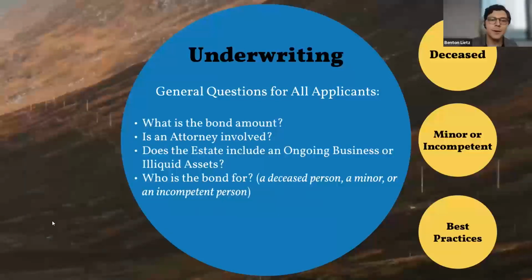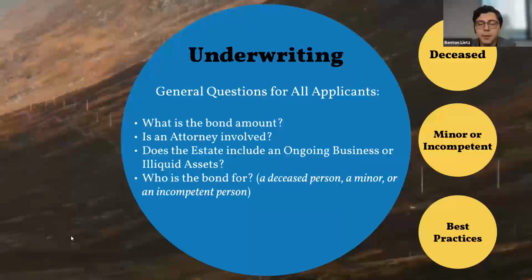Great. Thank you, Taylor. So yeah, we're just going to go through the very basics of this. There is a lot more to discuss, but we just wanted to give a brief and summary overview of the underwriting process for these. So first and foremost, what is the bond amount? That's going to be important for determining what items are going to be needed to get this underwritten.